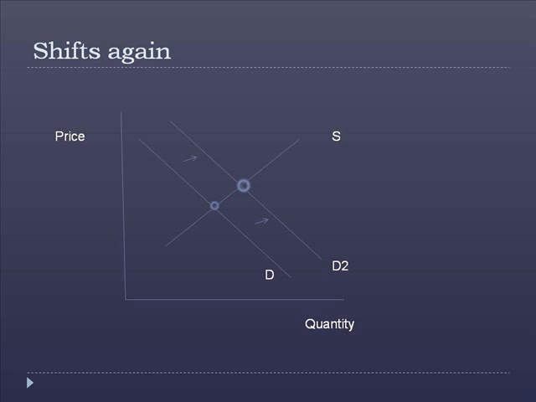The AP test will try to trip you up and say what will cause a change in demand. And then they'll talk about the price of the good itself. Well, that can't be. That would be a change in the quantity demanded. Next to change in demand, write curve shifts. So it's going to move to the left or the right.